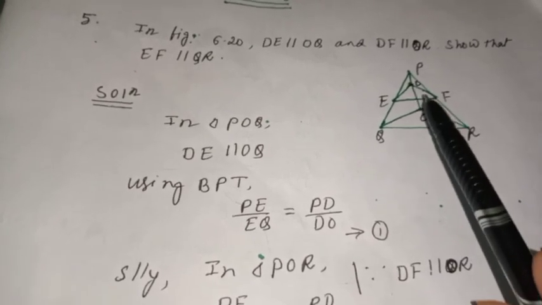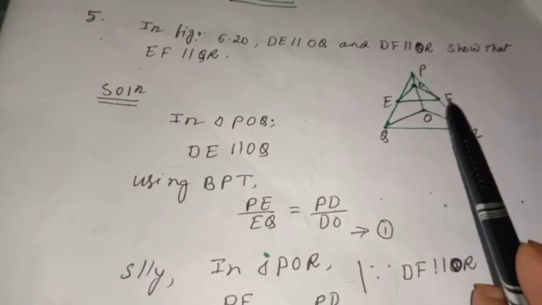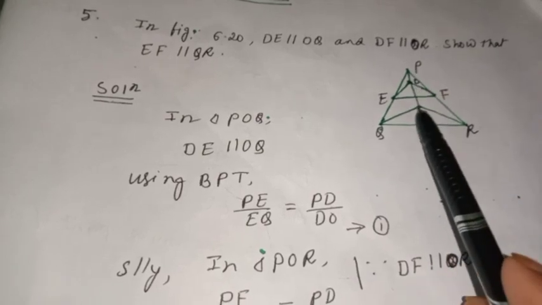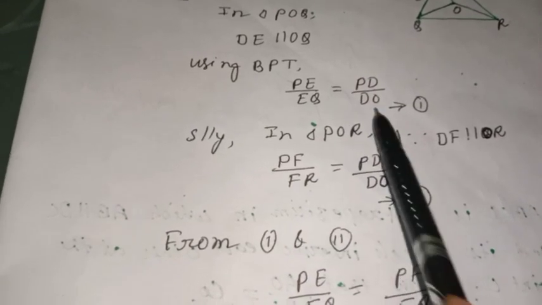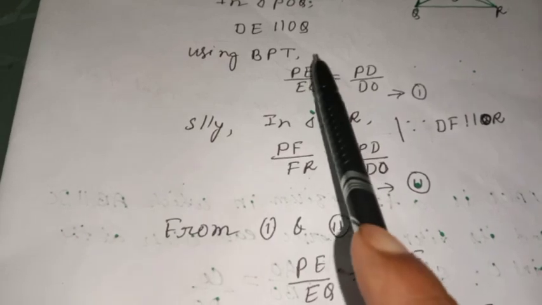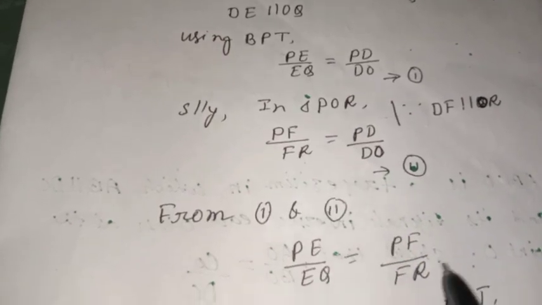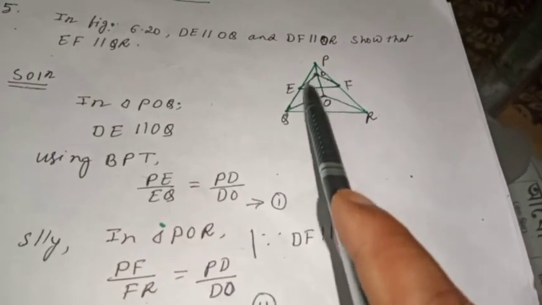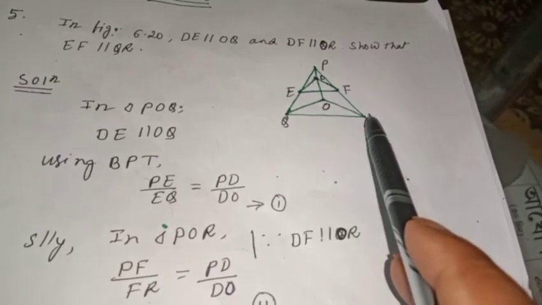Which one you want to take first? You can take, no problem. So I am taking this one. PF by FR is equal to PD by DO. Okay. Now see, from 1 and 2. From 1 you are getting PE by EQ is equal to PD by DO. From 2 you are getting PF by FR is equal to PD by DO. If you compare both of these, from 1 and 2 you will get PE by EQ is equal to PF by FR.